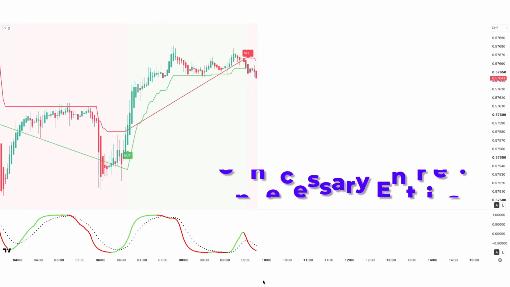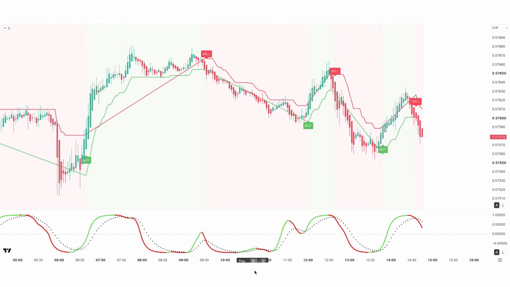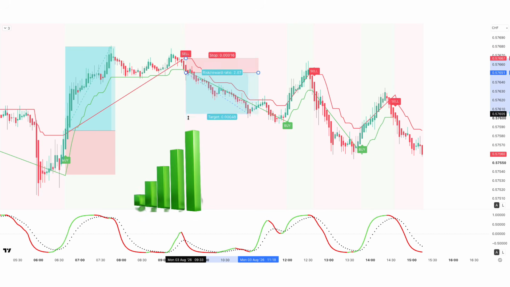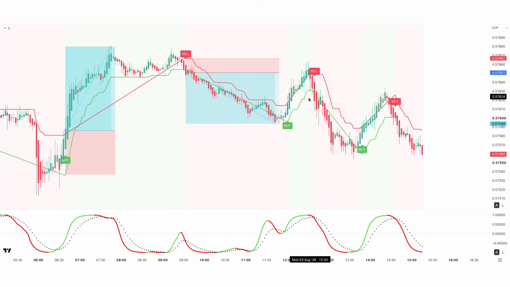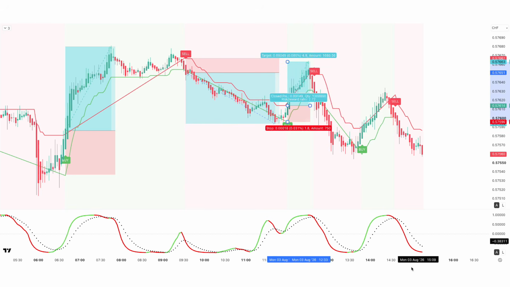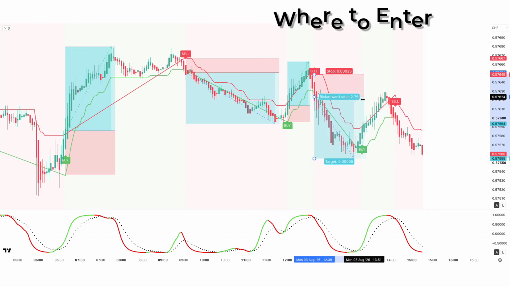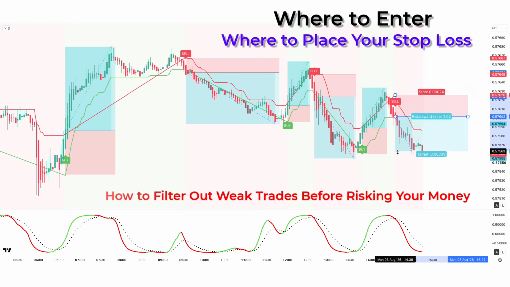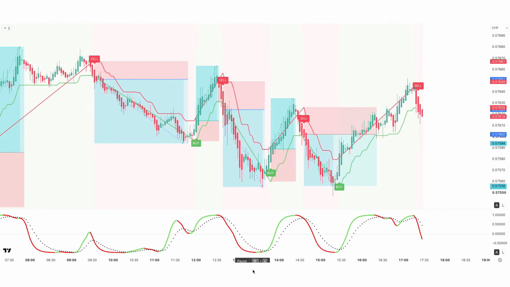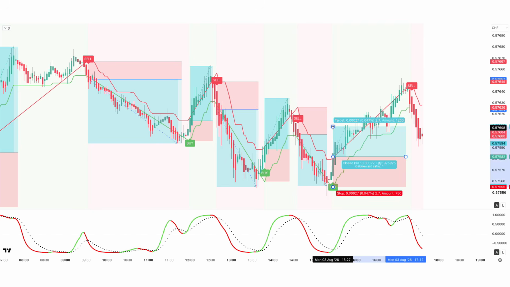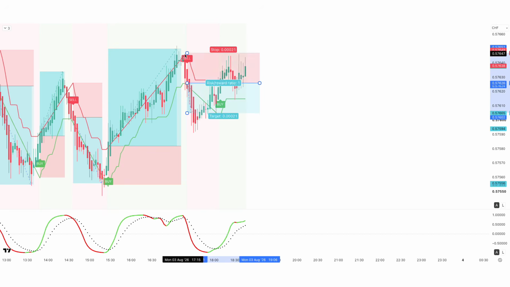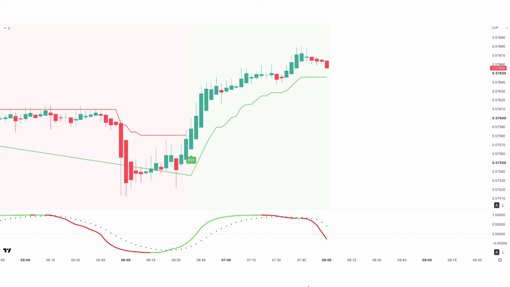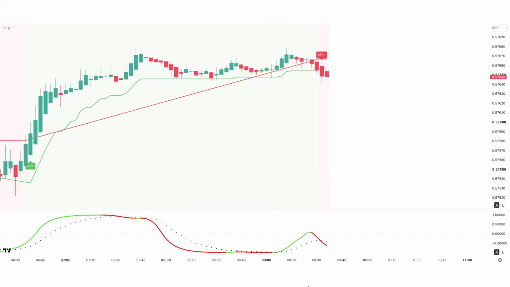Instead of filling your chart with unnecessary entries, it helps you focus on high-probability buy and sell opportunities using a simple, rule-based approach. In this video, I'll show you the exact settings, how to use every signal correctly, where to enter, where to place your stop loss, and how to filter out weak trades before risking your money. Remember, no indicator can predict every move, but using a disciplined process can improve the quality of your decisions over time. So stay with me until the end, because the final strategy will bring everything together.